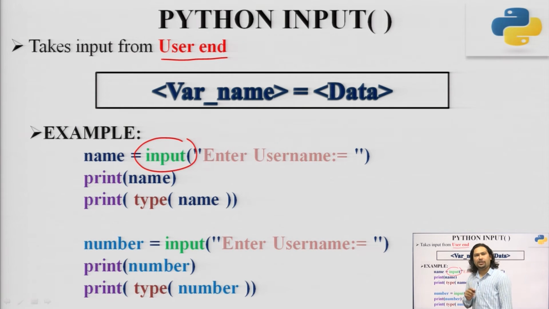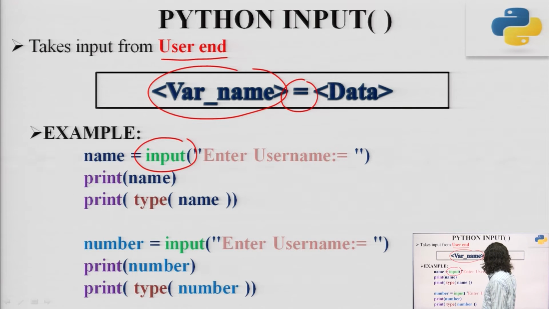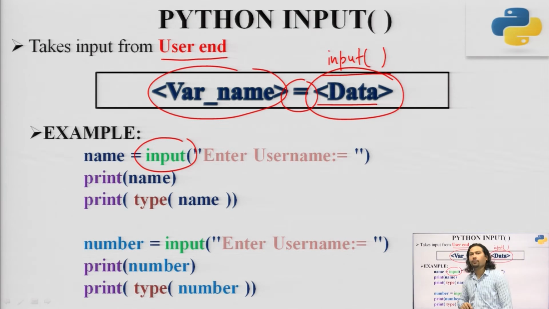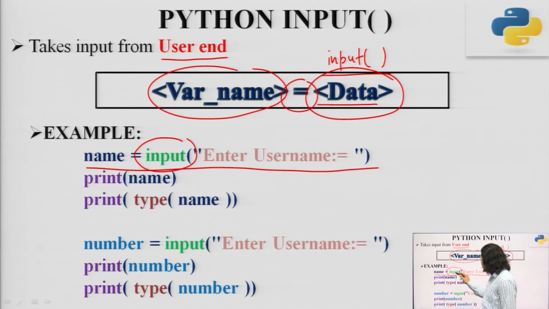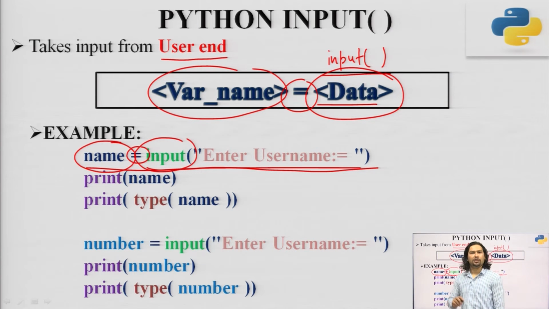It is very similar to a variable declaration, that is, the variable name, equal to, the assigning operator, followed by the data. The data will come in the form of input from the user in this format. Now, look at the very first example. This name is a variable name, this is the assigning operator, and this is the one which is taking the input from the user.